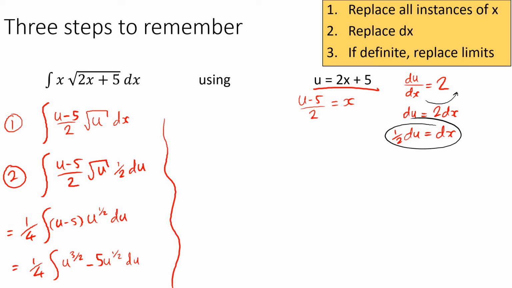If we integrate that, let's go green now. We're going to end up with a quarter, and then u to the 3 over 2 is going to go up to u to the 5 over 2 divided by the power, and then the 5 is going to go up to u to the 3 over 2 over 3 over 2. And we should remember we've got a plus c on there as well.